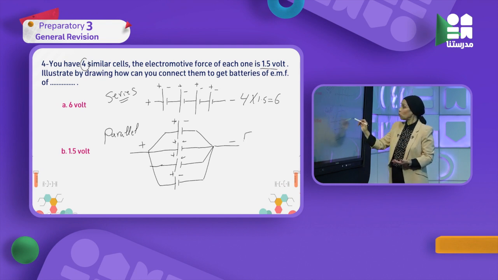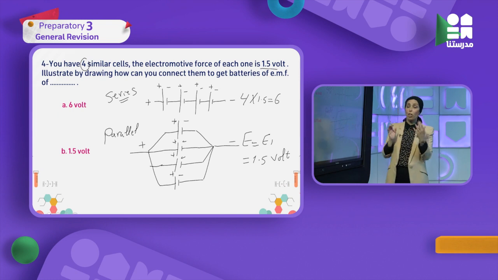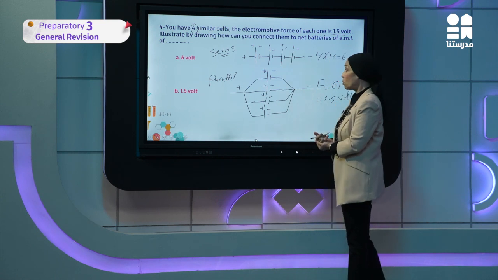هنقول ال E total equals E1، هتبقى قيمتها 1.5 volt. Very easy. Whatever number of cells you got، ويقول لك عايز قيمة معينة، so you أولا بتفوكس: connect it in series to increase or in parallel to decrease, and start to draw it as you see in front of you. Let's complete together the next question.